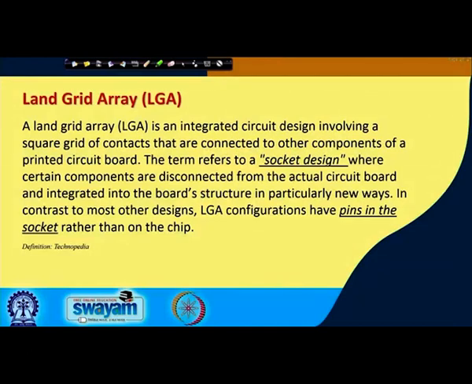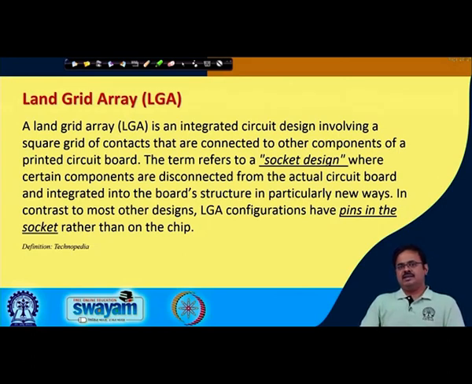First we will look at the definition and see what we are talking about. A land grid array, this is a definition from something called Technopedia. Let me first read this. A land grid array or LGA is an integrated circuit design involving a square grid of contacts. Typically it is square, it is not necessary that it has to be a square. These contacts are connected to the other components of the printed circuit board. So, if you look at just this first sentence, this is applicable to pin grid array, this is applicable to ball grid array.